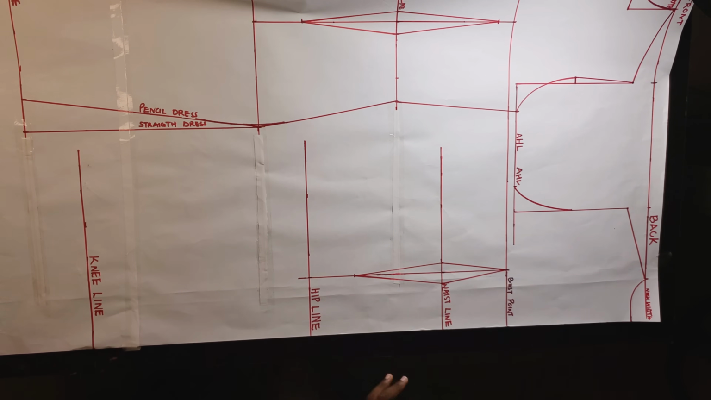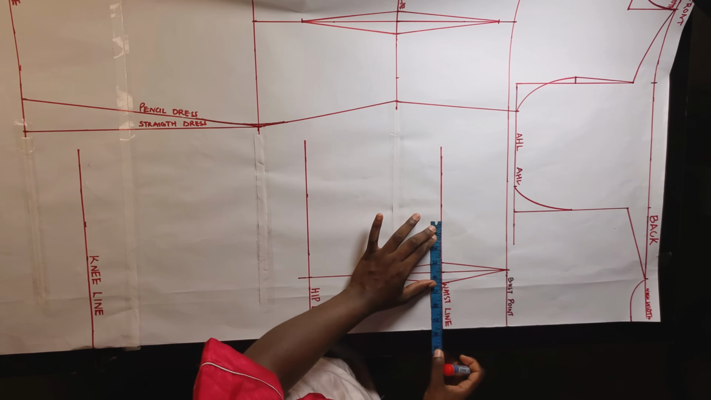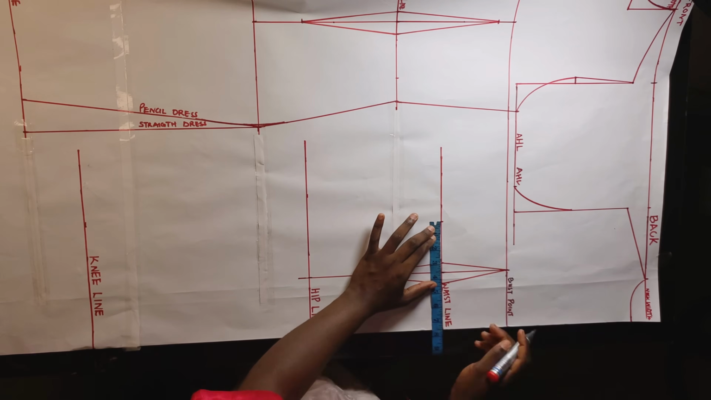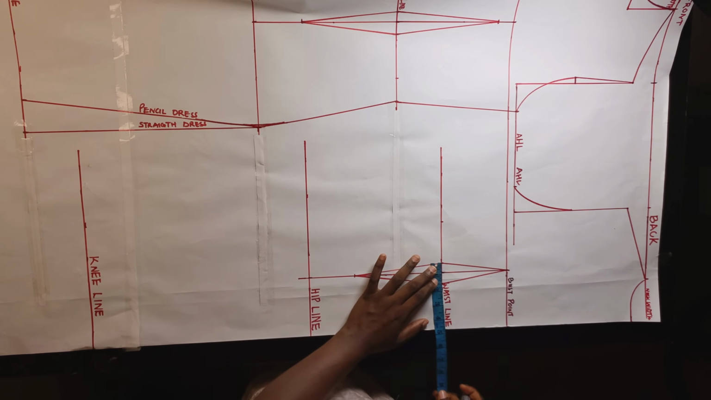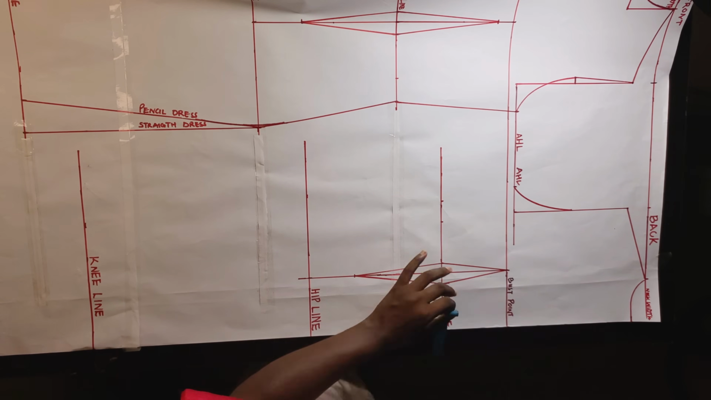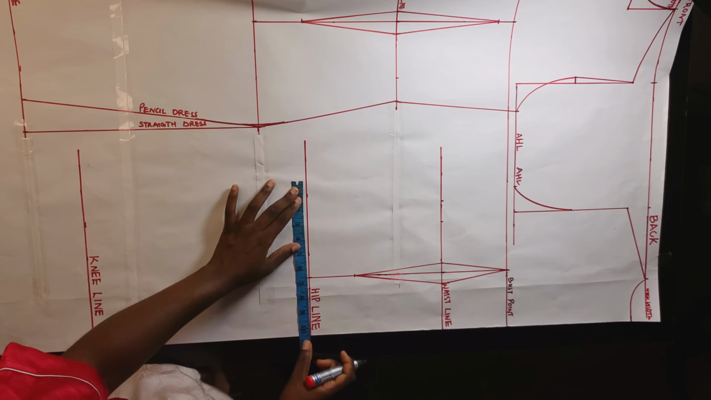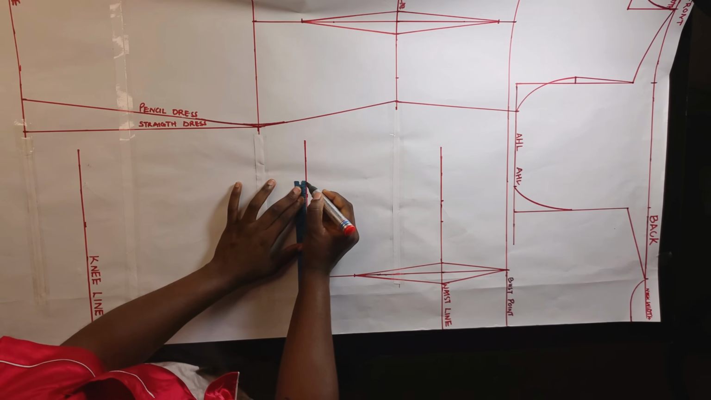The next step is to mark out all the horizontal measurements. My waist circumference is 30. 30 divided by 4 is 7.5, which I marked. Then I'll go ahead to measure out what I marked for my dart, which is 1.5. I would mark that at this point, very important, okay? My hip circumference is 42. 42 divided by 4 is 10.5, which I marked as well.